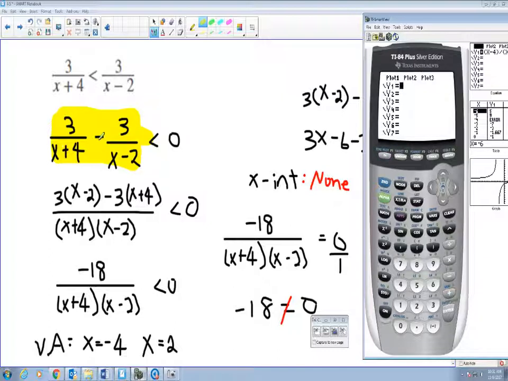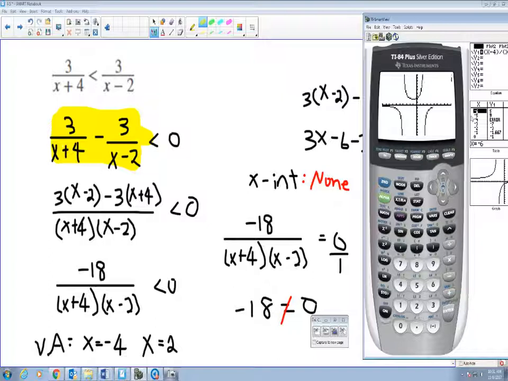A little bit complicated though. I got two terms right here, so I'm going to say parenthesis for my first term: 3 divided by open parenthesis for my denominator, x plus 4, close parenthesis for denominator, close parenthesis for my first term, minus second term, 3 divided by open parenthesis for my x minus 2, close it, and close the whole second term.